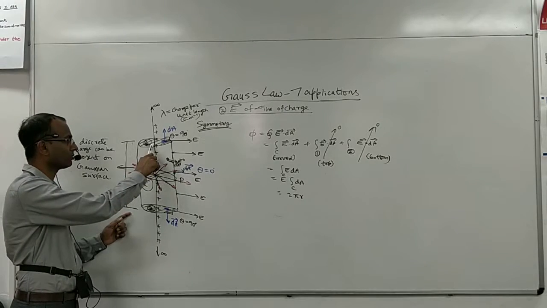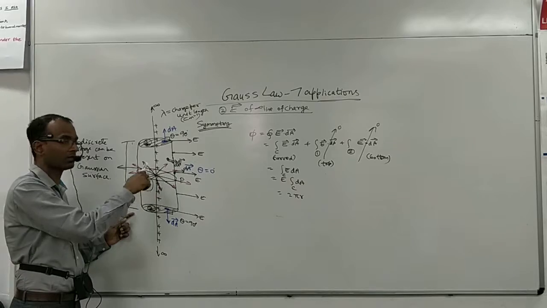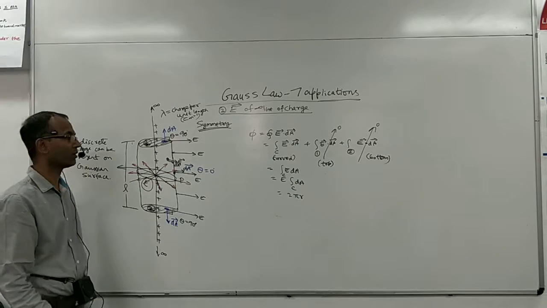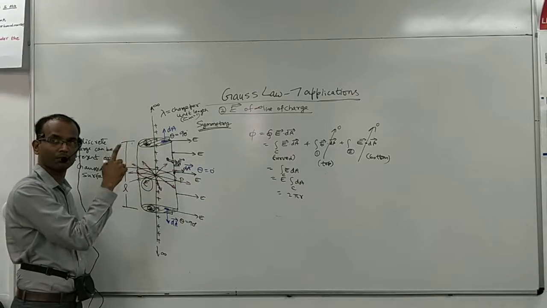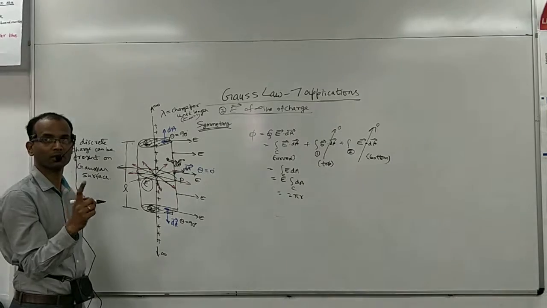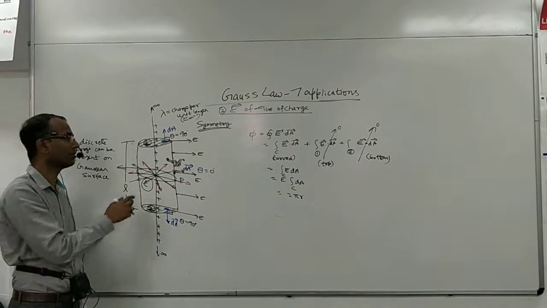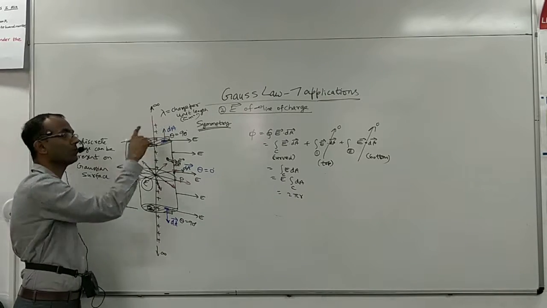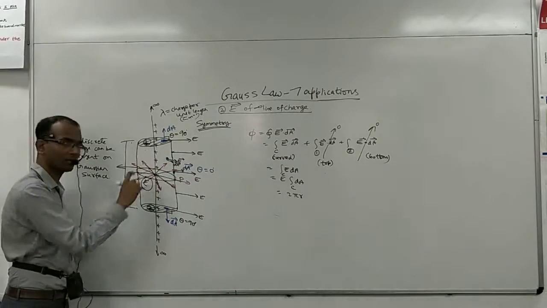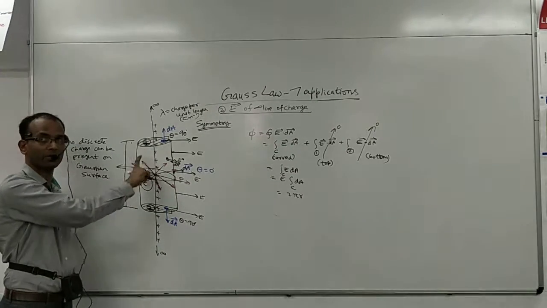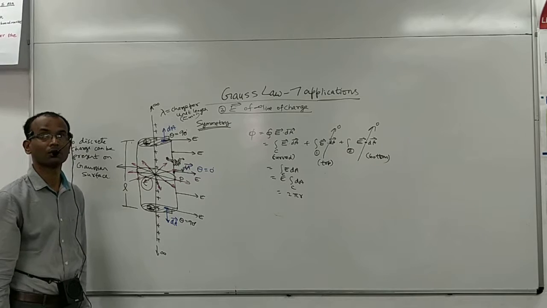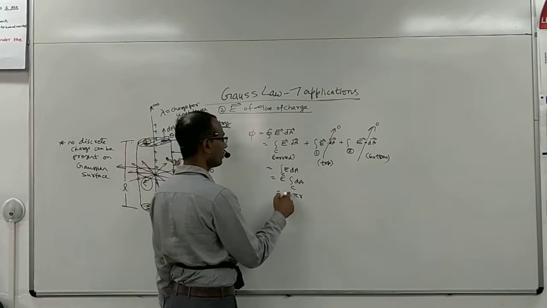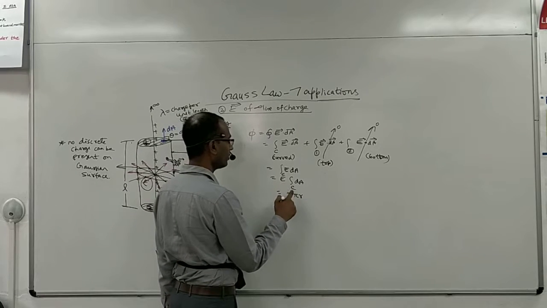So if you have L length of the line of charge enclosed by this Gaussian surface, what is the Q enclosed? Lambda coulombs per meter is the charge density, and your total length is L meters. So how much charge is enclosed by this Gaussian surface? It is L lambda.